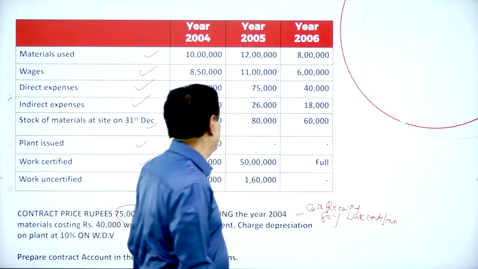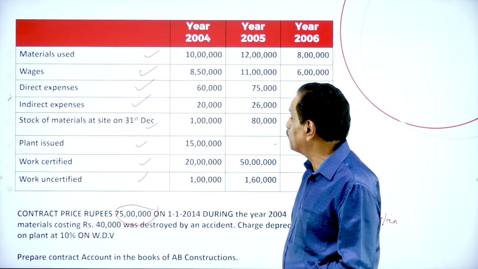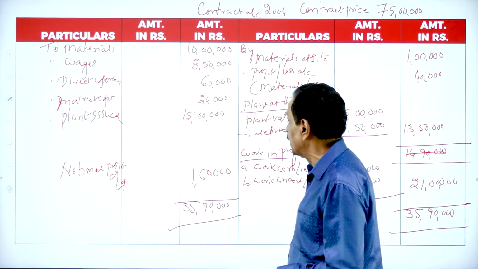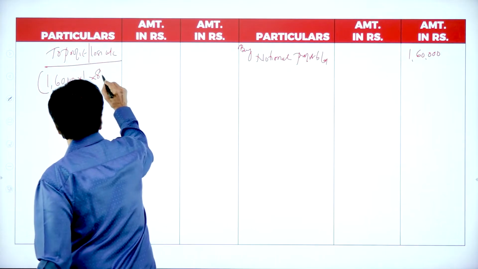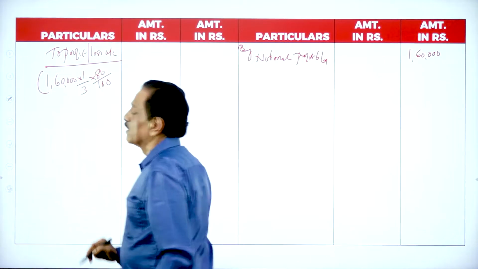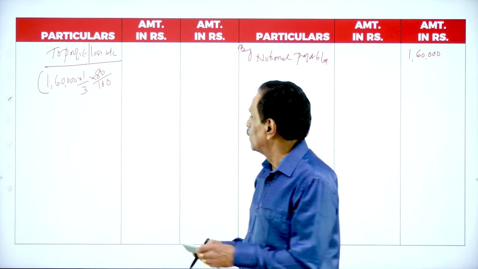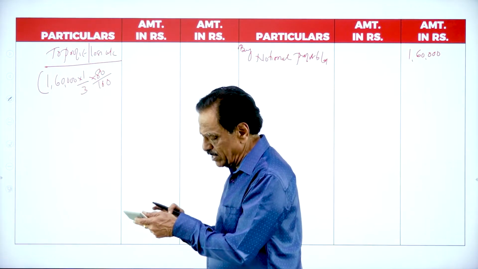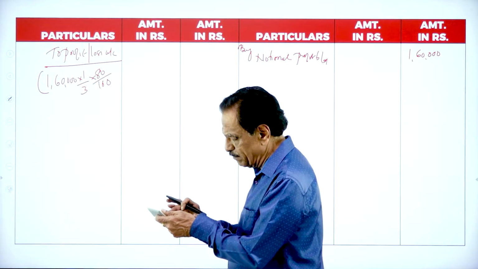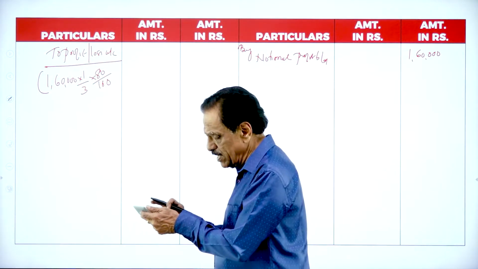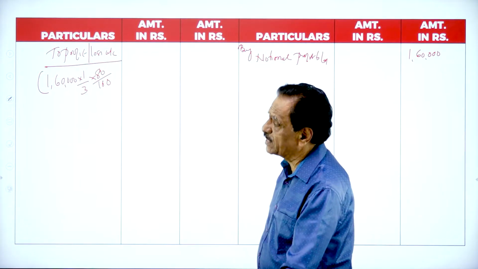80% of work certified. So, what's your work certified? It is 20 lakh. 80% of this you are going to receive. Okay. Here comes 80 by 100, 80% of work certified. Simplify this. 1,60,000 into 1 divided by 3 into 80 divided by 100. It will come 42,666.